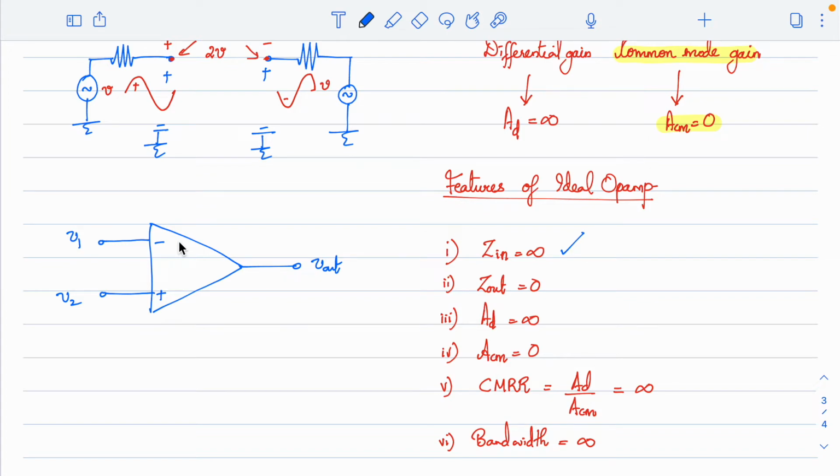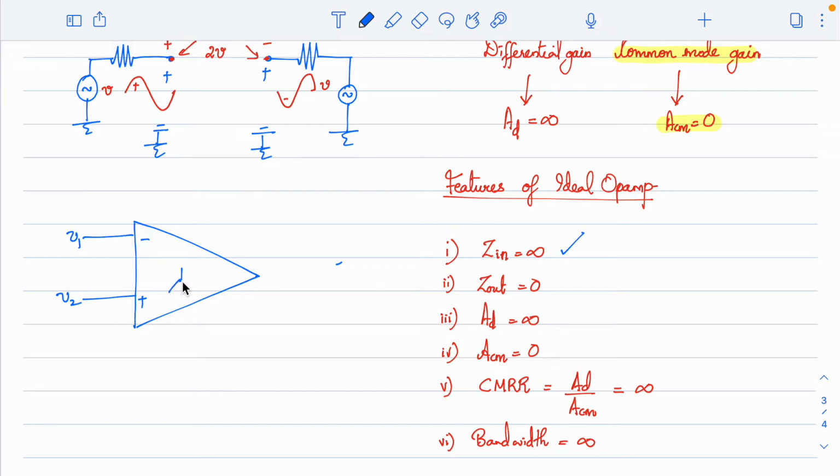Now the output impedance should be equal to 0. That means there should not be any impedance at the output. So ideally when I mark it, if I have V1 and V2 terminals here, and the output should be gain times of this, what I should ideally have here is a voltage source on this side. Let me just redraw this. Give me 1 second. This is V1, this is V2, this is minus, this is plus.